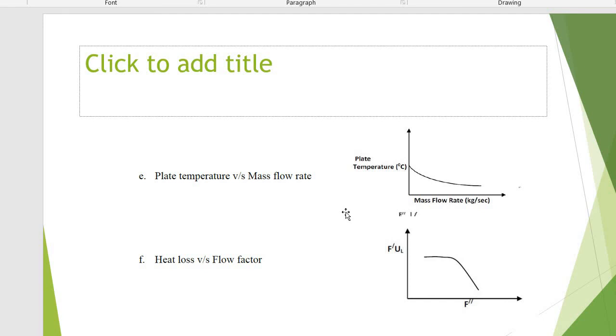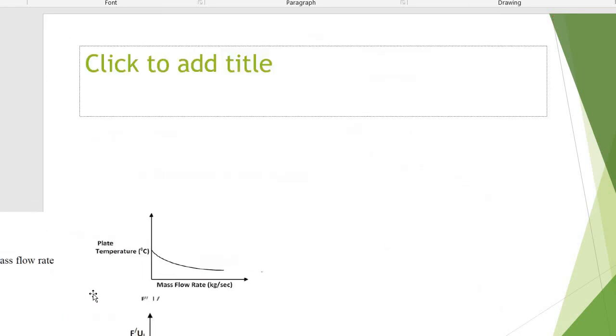Actually we did not have a full setup, so I just explained a little bit of the thermal flat plate collector.